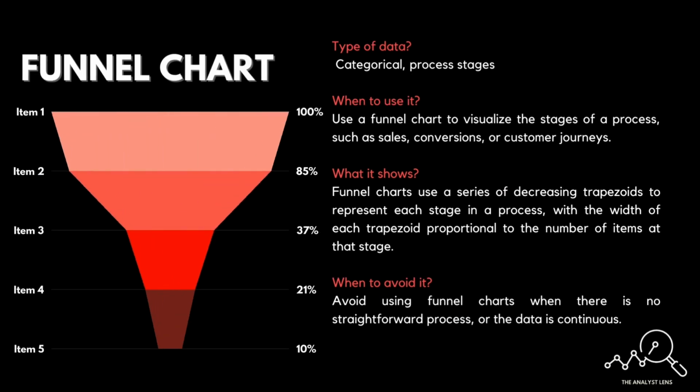Last but not the least, we have the funnel charts. The type of data preferred is categorical and process stages. Use a funnel chart to visualize the stages of a process, such as sales, conversions, or customer journeys. Funnel charts use a series of decreasing trapezoids to represent each stage in a process, with the width of each trapezoid proportional to the number of items at that stage. Avoid using funnel charts when there is no straightforward process or the data is continuous.